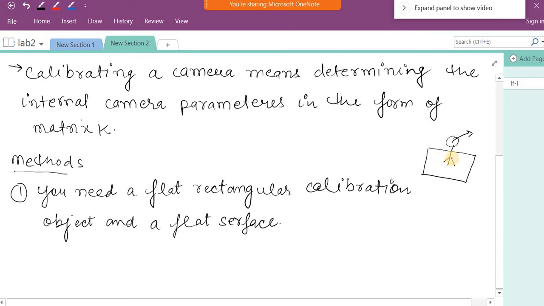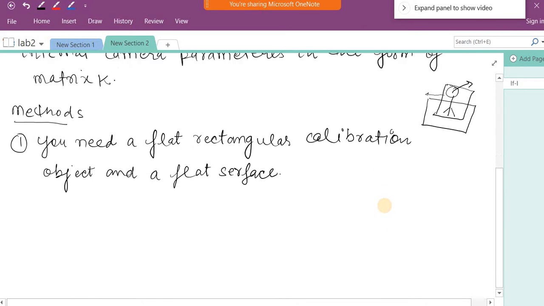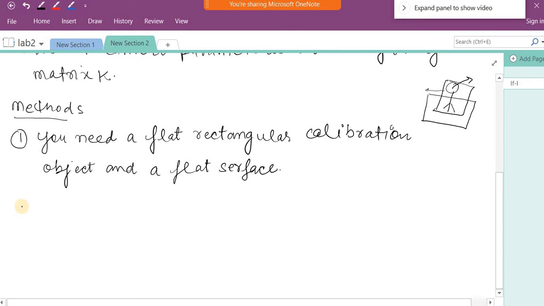Why is it called rectangular? Because this object is also in a 2D image format. That's why we take the rectangular form. Now the second one is, we have to identify the sides of your rectangular object in terms of dx and dy. That will be your second step.